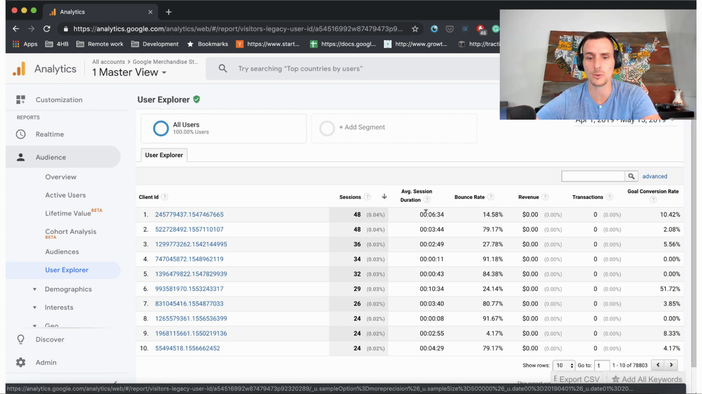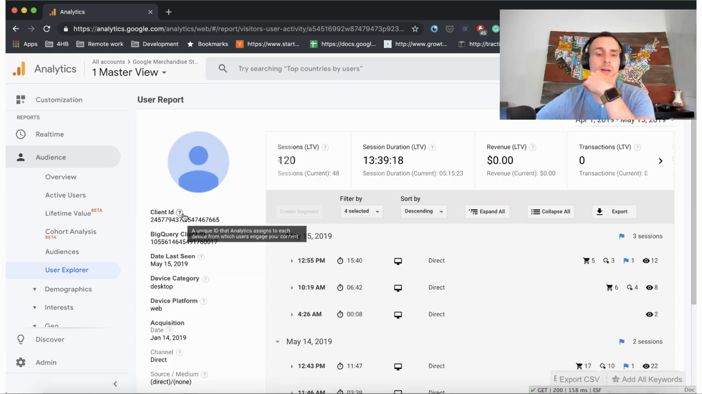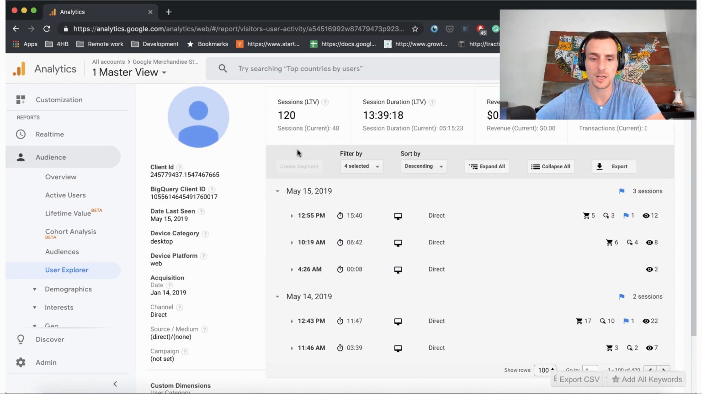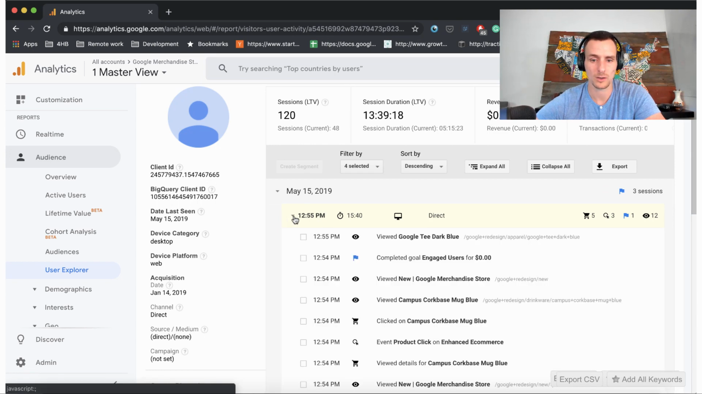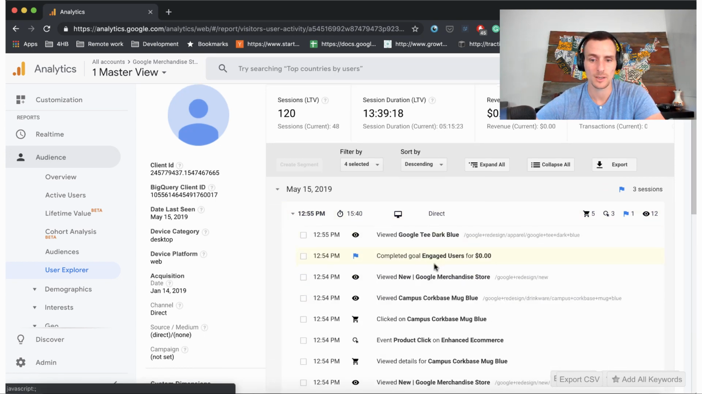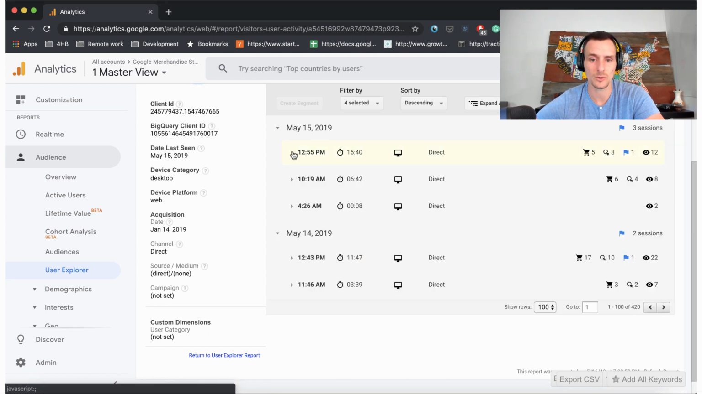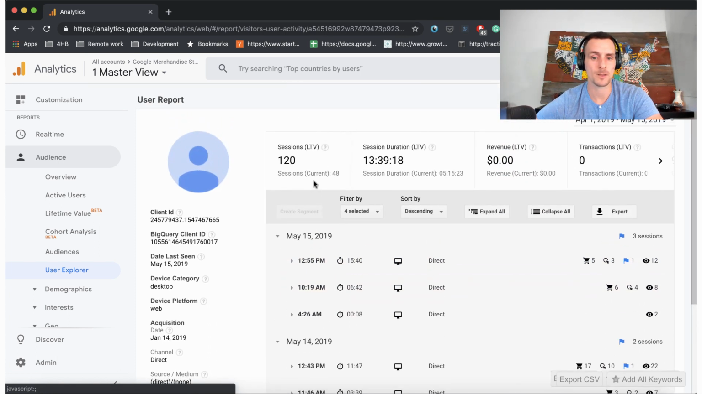So we can see the sessions that this person had, some other data that they had. But if we click in here, we can actually see even more data about all of that information that they interacted with on our site. And so you can actually get an in-depth analysis about what people are doing on your site, whether they're adding things to the cart, and a whole bunch of just helpful information.